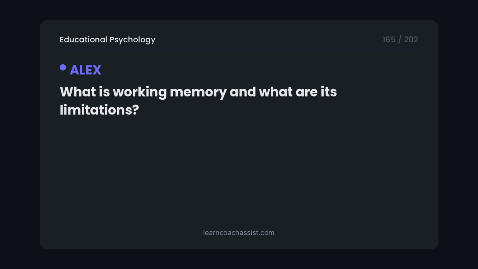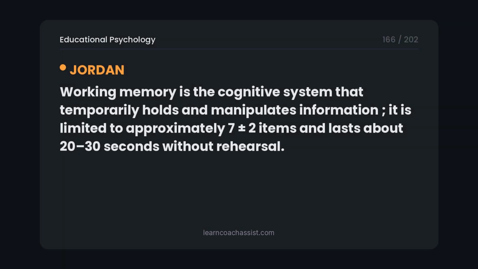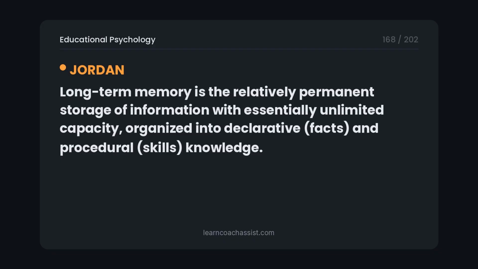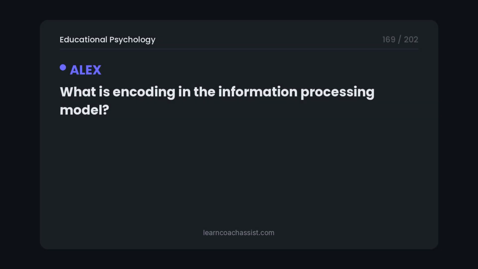What is working memory and what are its limitations? Working memory is the cognitive system that temporarily holds and manipulates information. It is limited to approximately 7 plus or minus 2 items and lasts about 20 to 30 seconds without rehearsal. What is long-term memory? Long-term memory is the relatively permanent storage of information with essentially unlimited capacity, organized into declarative (facts) and procedural (skills) knowledge.